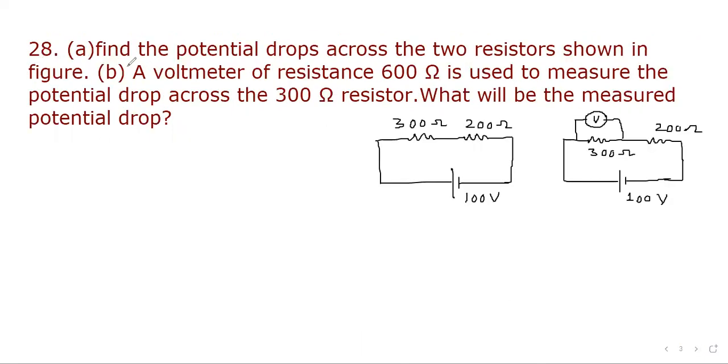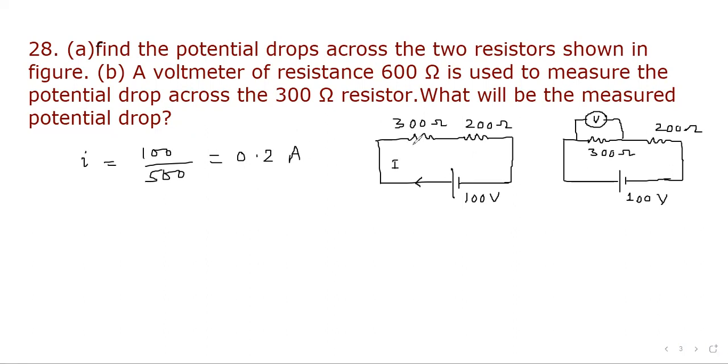Question number 28, part A. Find the potential drop across the two resistors shown in the figure. This is a resistor of resistance 300 ohm. This has resistance 200 ohm. This is a 100 volt battery. Suppose current I flows through it. So we can find I equal to 100 divided by 300 plus 200, that is 500. So this will give 0.2 ampere.